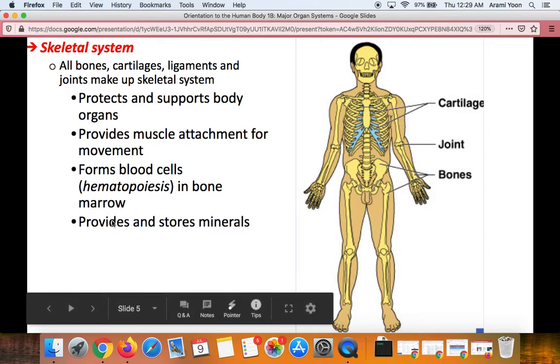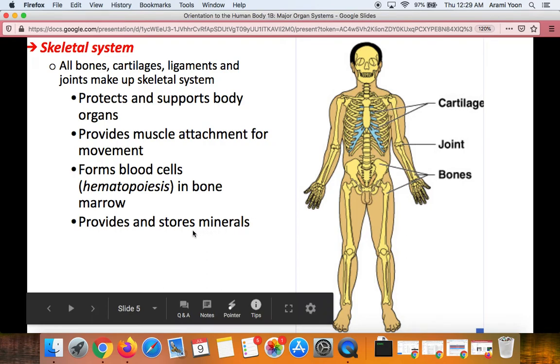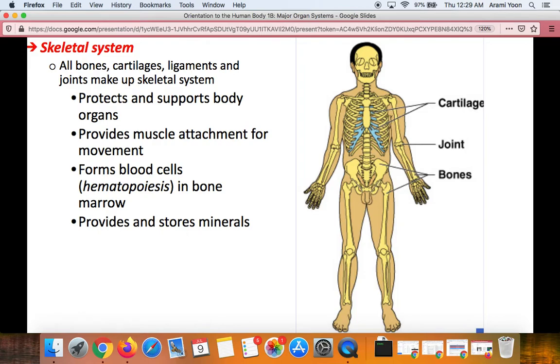And so what are the functions of the skeletal system? Well, they protect and support the body organs. They allow muscles to attach to them so that they can enable movement. And then inside some of your bones, or most of your bones, you have specialized stem cells that can form blood in your bone marrow. And then they also store minerals like calcium and then release them when you need it.